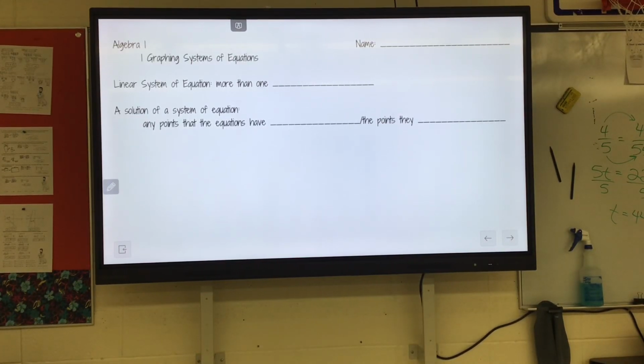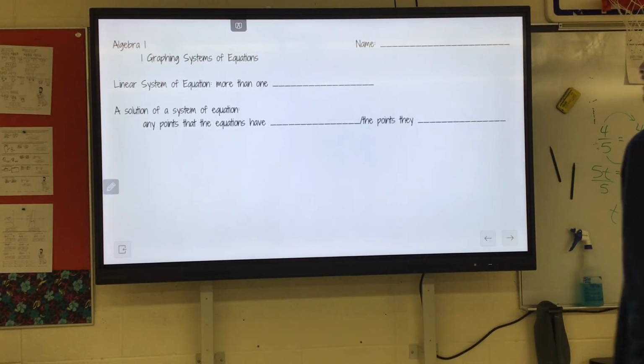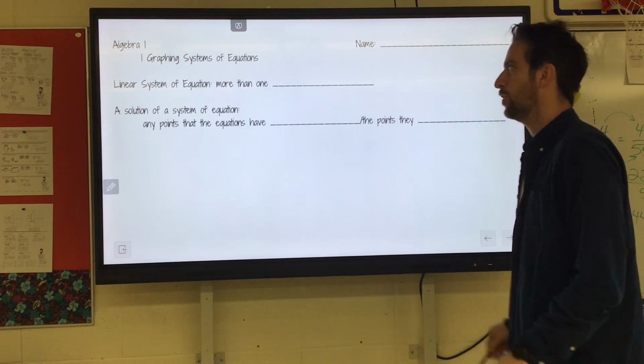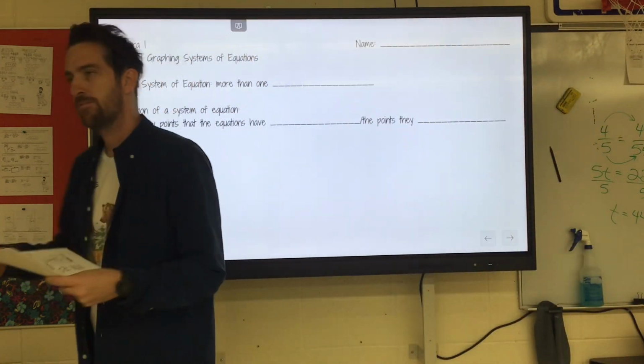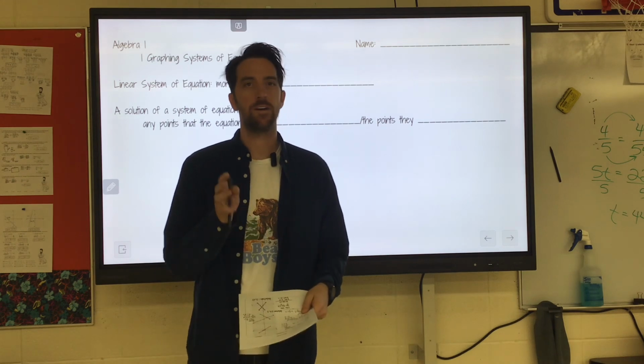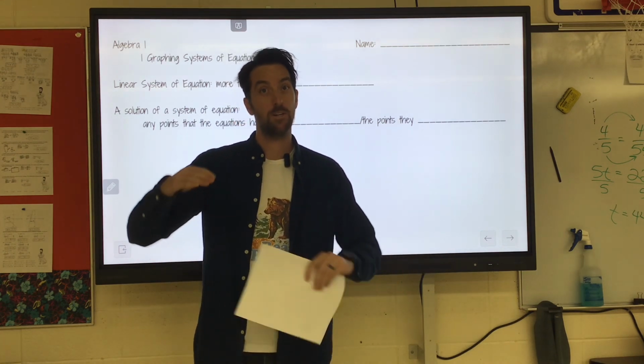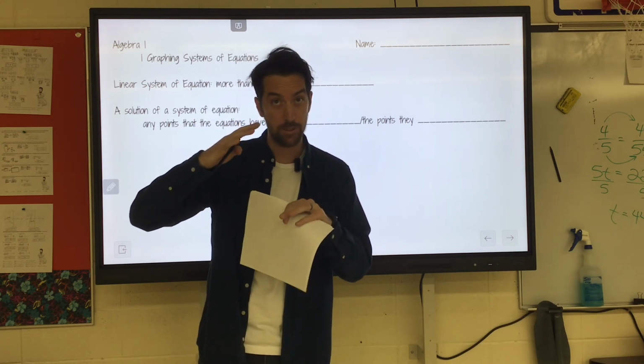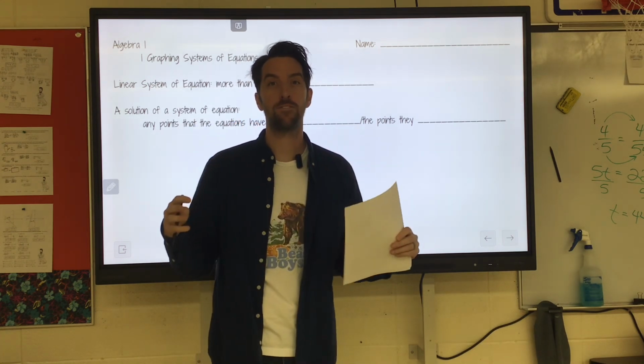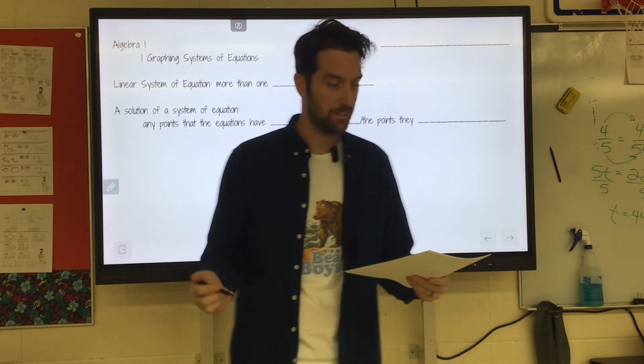Systems of equations, one of my favorite things in all of Algebra 1. So, we've graphed linear graphs before, y equals mx plus b, that kind of stuff. Today we're going to have systems of equations, which pair up two of those equations. We're going to graph those lines and see where they intersect each other.